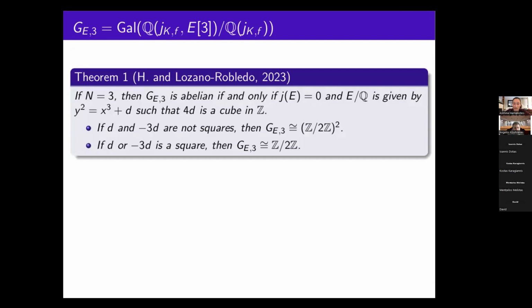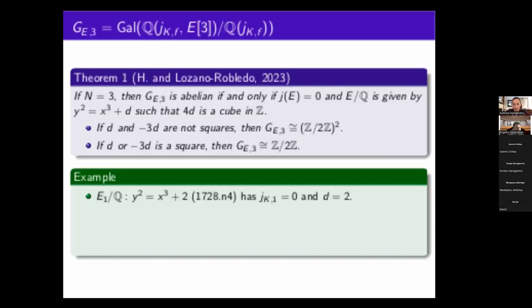If n equals 3, then GE3 is abelian if and only if the j-invariant is 0 and E over Q is given by the model y squared equals x cubed plus d, such that 4d is a cube in Z. And then if d and minus 3d are not squares, then GE3 is Z mod 2Z squared. If d or minus 3d is a square, then it's Z mod 2Z.